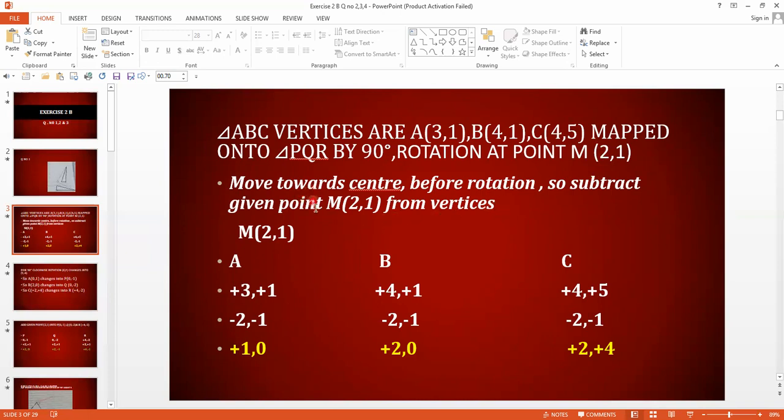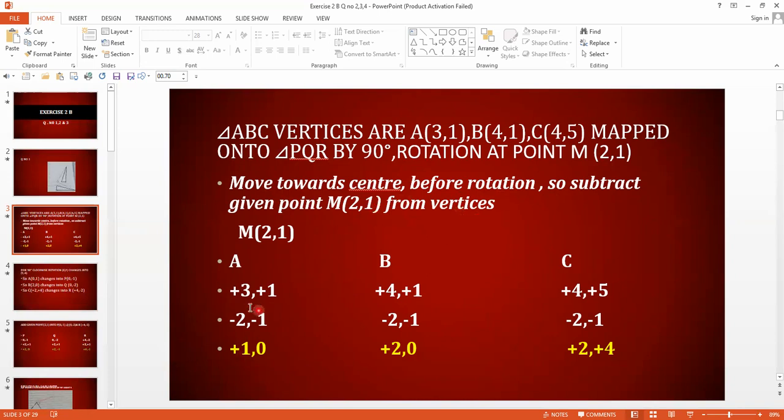Before going towards drawing the graph of this rotation, the first thing you must keep in mind is that whenever you want to turn any object or point on a graph, you must subtract the given point from the vertices. Why do we have to subtract this given point from the vertices? Because in order to move that image or point towards the center. So it is very much necessary. In order to move towards the center, before rotation, you must subtract the point M(2,1) from the vertices.